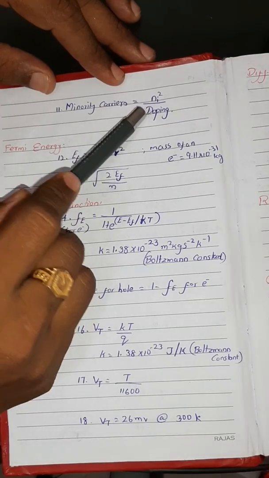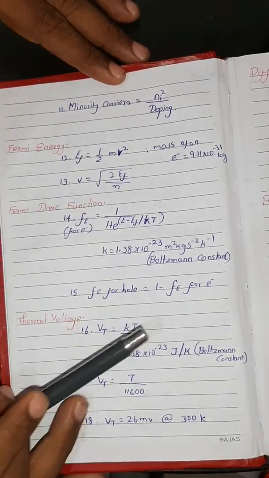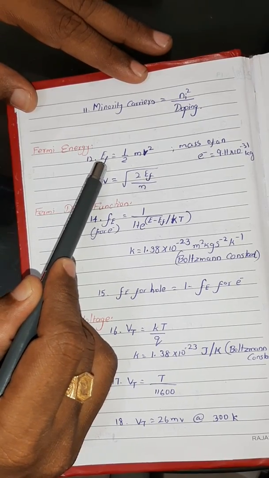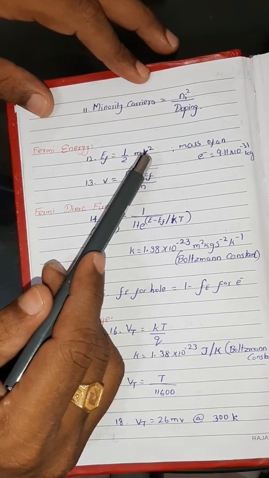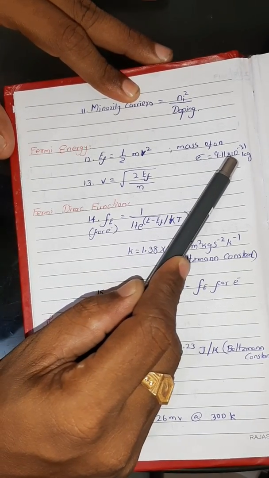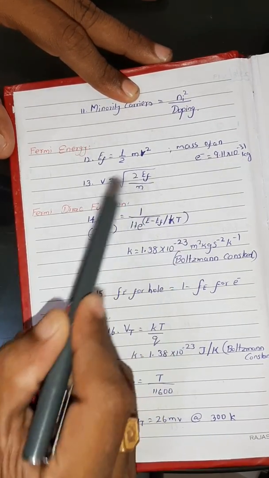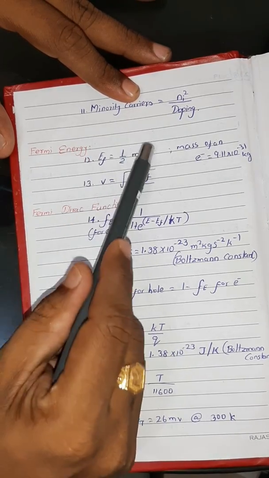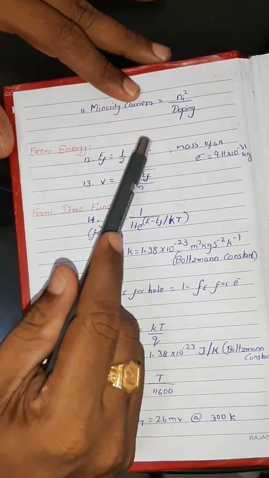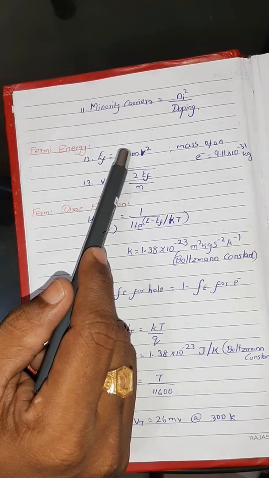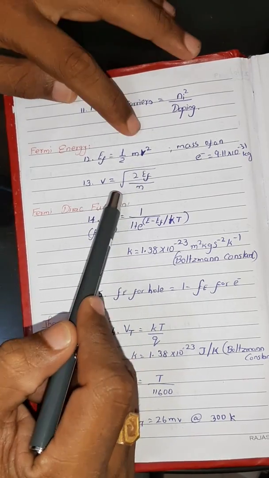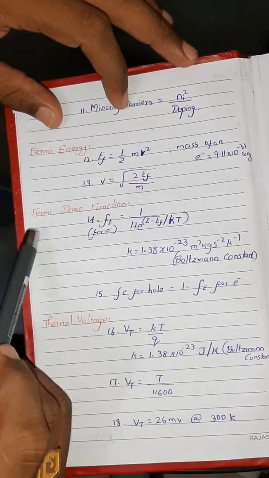Number 11, minority carrier is equal to ni square divided by doping. Then Fermi energy. Number 12, Fermi energy EF is equal to half mv square, where m is the mass of an electron, that is equal to 9.11 into 10 power minus 31 kilogram. Number 13, V is equal to, so from this formula it is rewritten. Okay, so V is equal to, Fermi energy half mv square means it is similar to kinetic energy, the formula of kinetic energy, and V is equal to root of 2 EF divided by m, right?